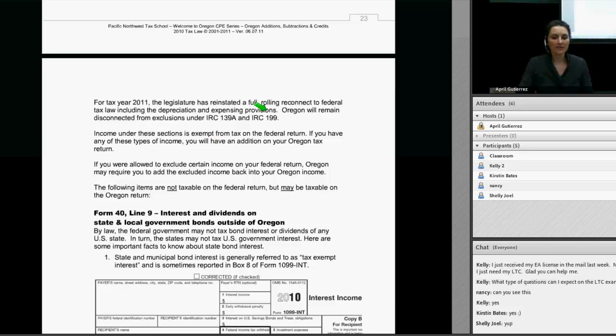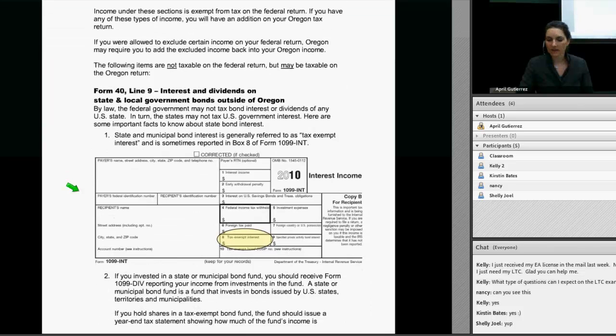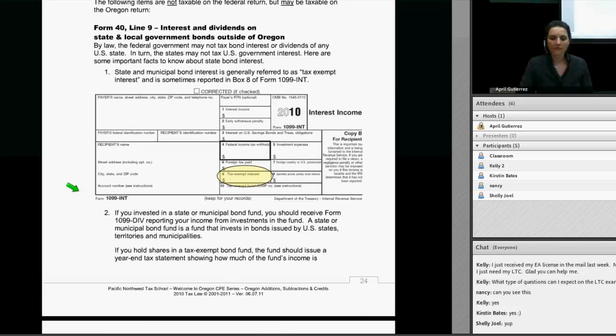Okay. Now income under these two sections, 139 and 199, 199 being the domestic production activities deduction. Income under these sections is exempt from tax on the federal return. If you have any of these types of income, you will have an addition on your Oregon return. If you are allowed to exclude certain income on your federal return, Oregon may require you to add the excluded income back on your Oregon return. The following items are not taxable on the federal return, but may be taxable on the Oregon return.